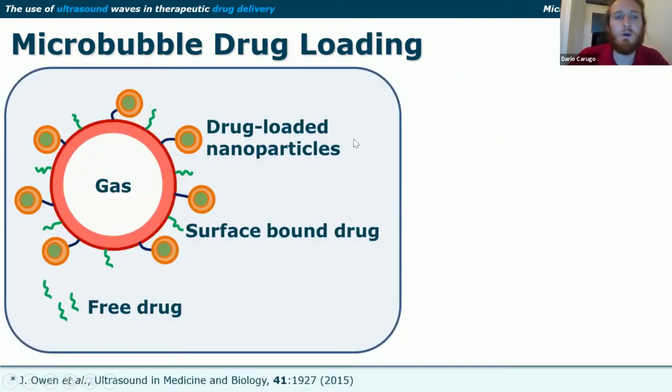There are different options. One option could be to incorporate the drug into a nanoparticle, something smaller than the microbubble, and then attach this nanoparticle onto the microbubble shell. This approach could be quite convenient if one, for example, wants to protect the drug from the constituents present in blood, or prevent an immune reaction. Another strategy is to bind the drug directly to the microbubble shell, for example, using electrostatic interaction. Or one may want to just co-administer the microbubble with free drug in solution, so it doesn't necessarily need to be attached to the microbubble.